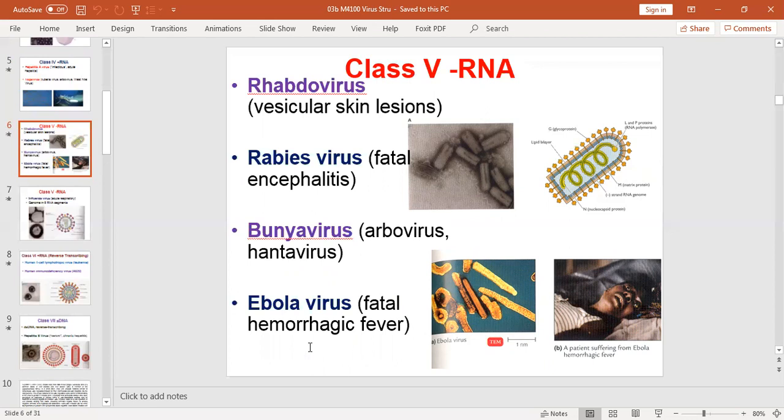These include rhabdovirus. Rhabdovirus causes vesicular skin lesions. Rabies virus causes fatal encephalitis. Bunia virus, including arbovirus and hantavirus. Ebola virus that causes fatal hemorrhagic fever. It is basically if patients have high fevers and they bleed to death. Fatal death, hemorrhagic bleeding, fever, being febrile, high temperatures.